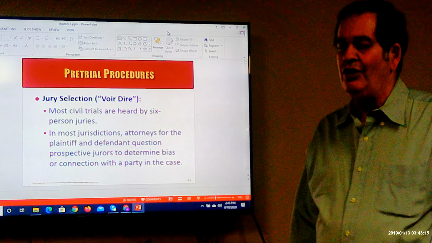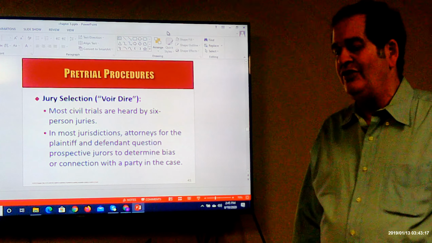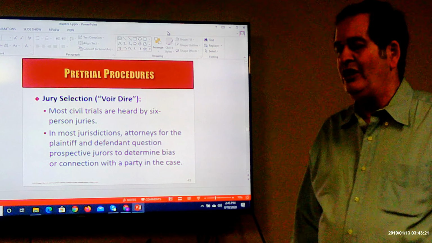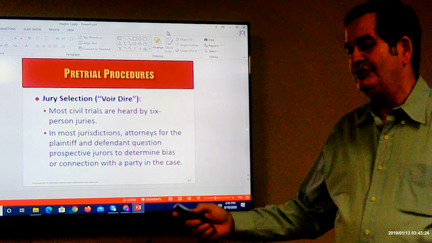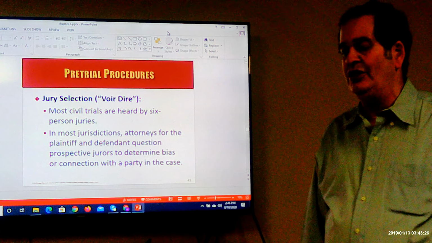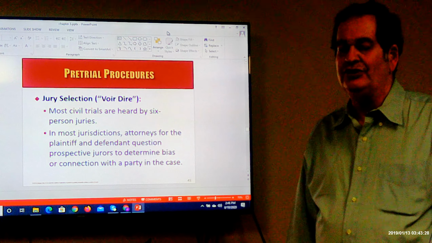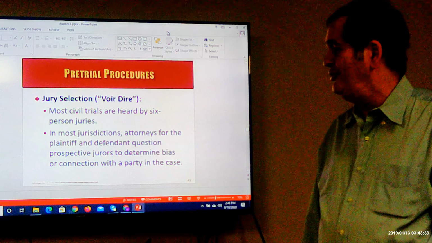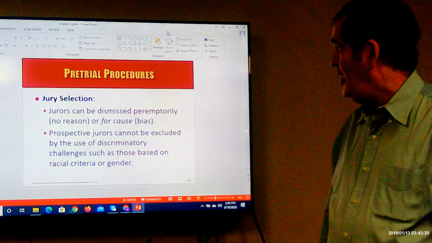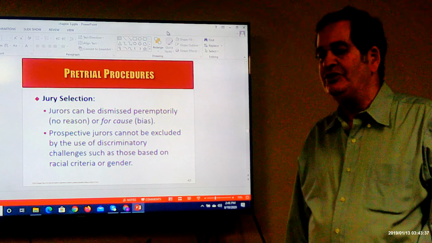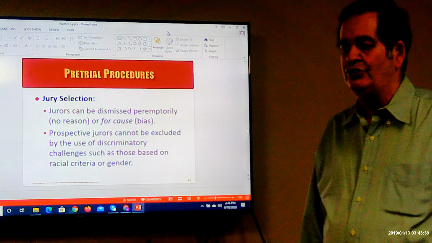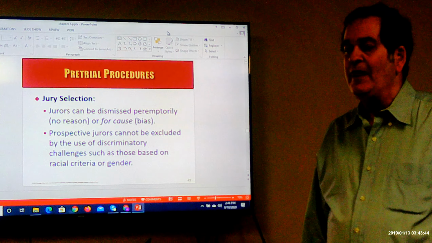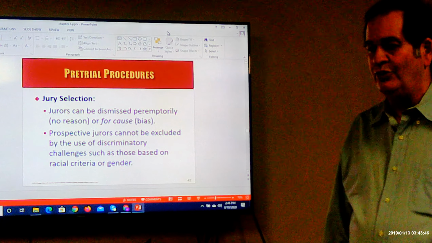So judges have taken over a lot of that and either given the lawyers some areas where they could question, or the lawyers have to submit questions to the judge, and then the judge decides, or the judge just decides. So any combination of all those things, depending upon the judge and the jurisdiction. Okay. Now, in the process of selecting the jury, there's 2 ways that jurors can be dismissed. One is for cause, and the other is what's called peremptory.